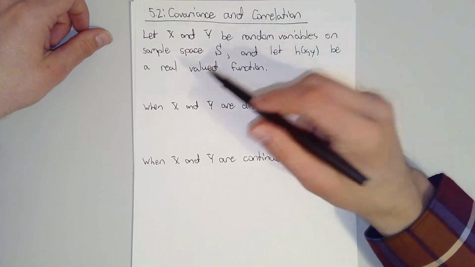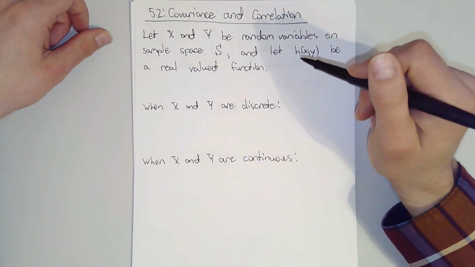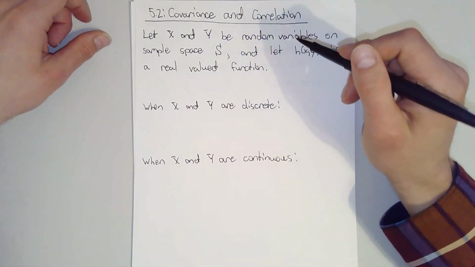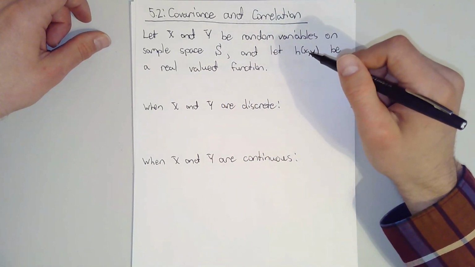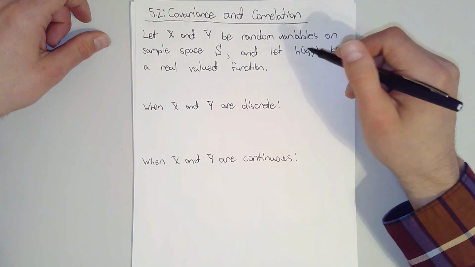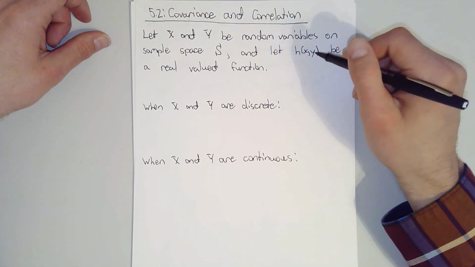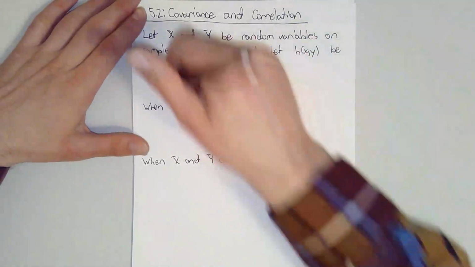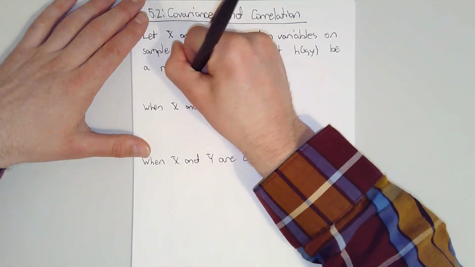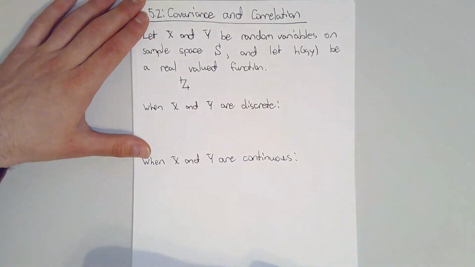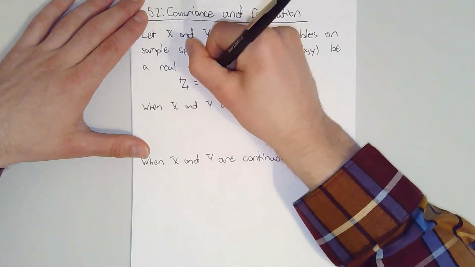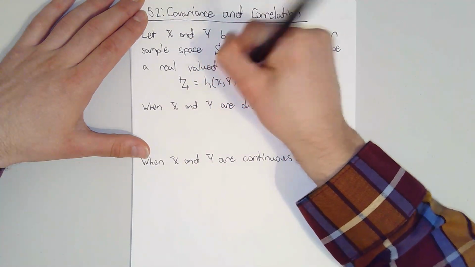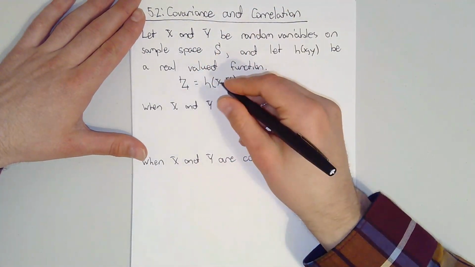So to begin with, let capital X and capital Y be random variables on a similar sample space capital S. And also let us define a function little h of x comma y. So it's a scalar function of two variables, x and y. Then we can define a new random variable, Z, by h of capital X, capital Y.